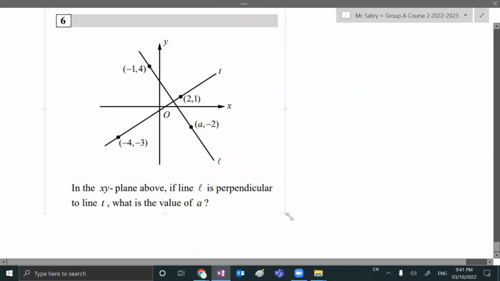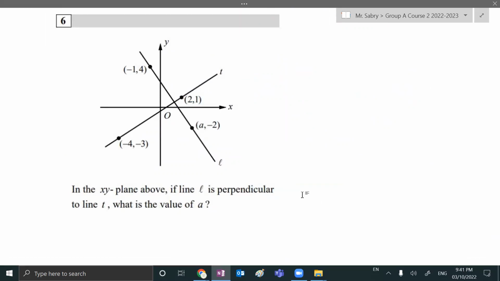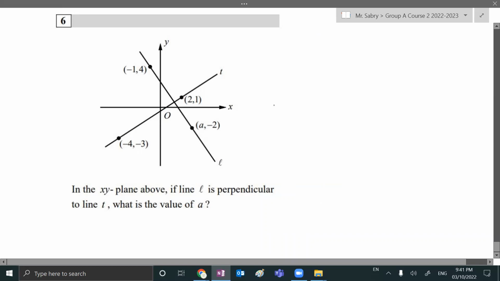Number 6. This is the same idea as the previous one. The only difference is that they're perpendicular, they're not parallel. So what I'll do is work on each line separately. I'll work with line T first and get its slope because I'm given all the points. So y2 minus y1 over x2 minus x1. Calculate this, it's negative 4 over negative 6, which is 2 over 3 simplified.